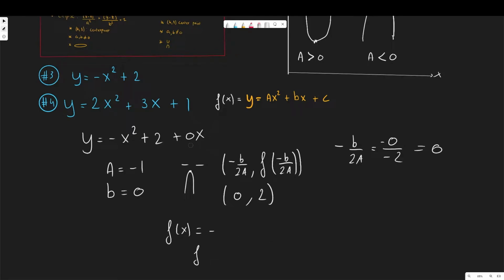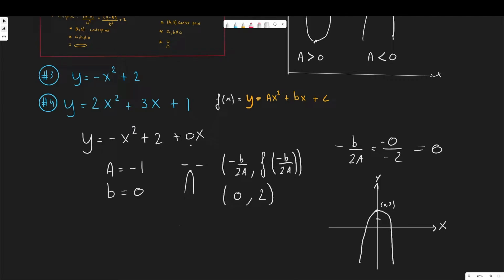So let's try to sketch this. Let's first start off by drawing our y-axis like this, and then our x-axis. So the point (0, 2) will be right over here, and we know that our parabola will be concave, so it will look something like this.